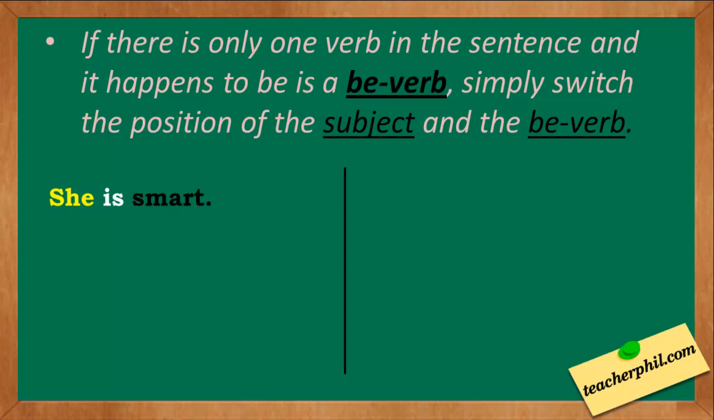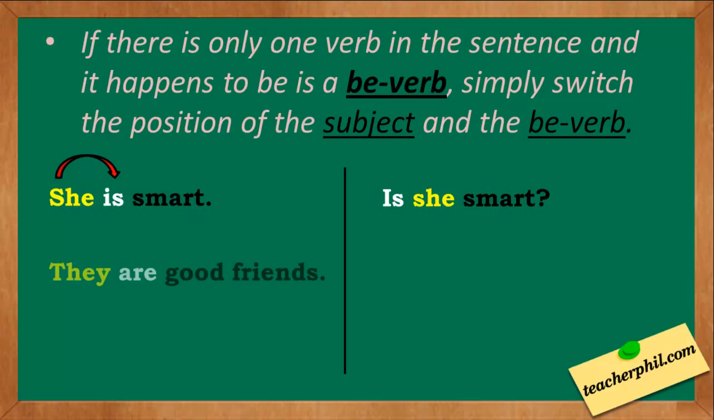Example, she is smart. She is the subject in this sentence and is is the be verb. What we need to do is only switch the subject she and the verb is. So it will now become, is she smart? Next, they are good friends. They is the subject in the sentence and are is the verb. Switch they and are and it will be, are they good friends?